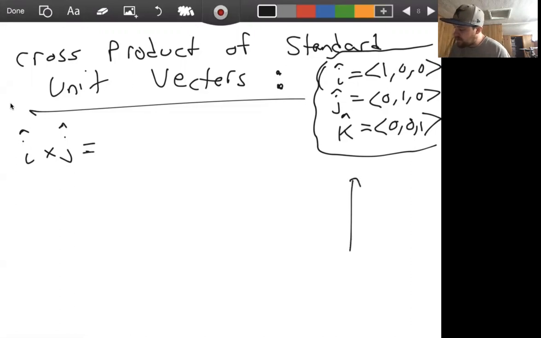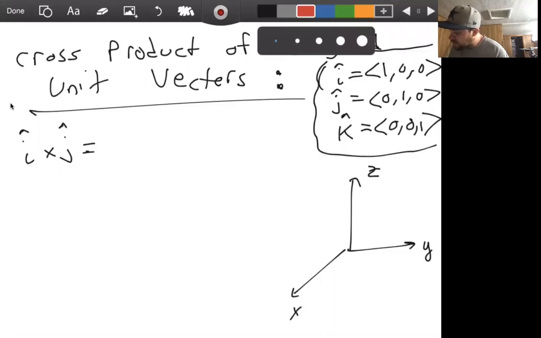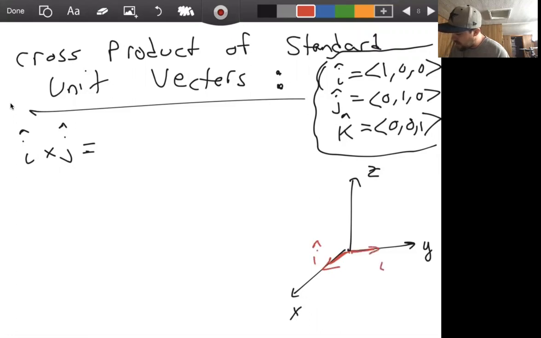If we have three-dimensional space here, say x, y, and z, and we're looking at i hat cross j hat, and we want their cross product, right?